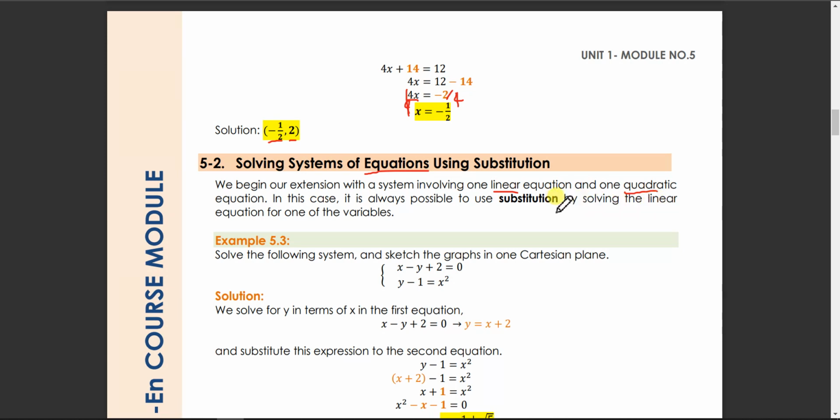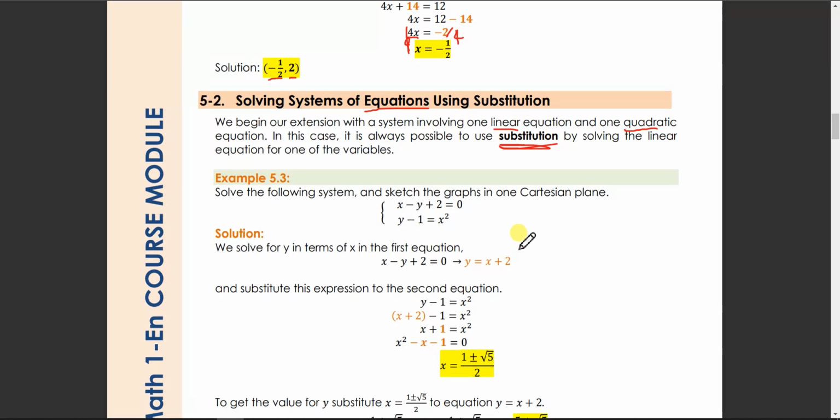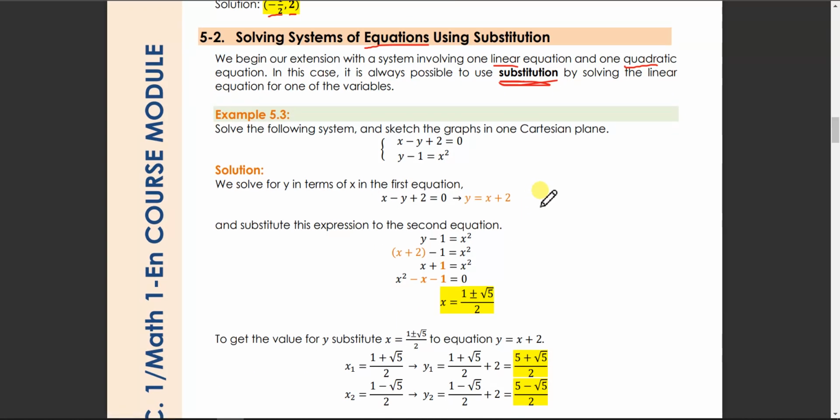So it is always possible daw nga magamit kita ani nga method if ang given nato is isa ka linear o isa ka quadratic. So when you say quadratic, nag-involve na siya og kanang mga square. So x squared plus y equals something. So example number 3, we are going to solve this system and we are asked to graph in a Cartesian plane. So nadya po'y graphing nga mahitabo.